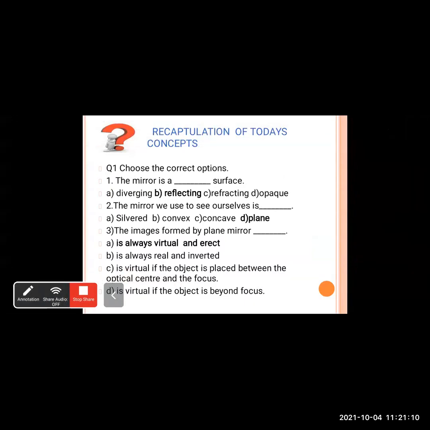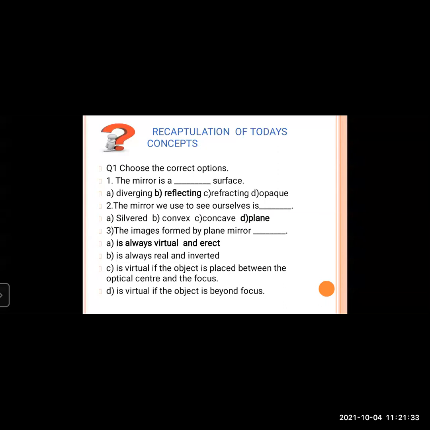Okay, these are some questions. Choose the correct options. The mirror is a dash surface. Diverging, reflecting, refracting, or opaque. So it is a reflecting surface. Always the mirror is a reflecting surface. The mirror we use to see ourselves is plane mirror. The images observed by the plane mirror is always virtual and erect.